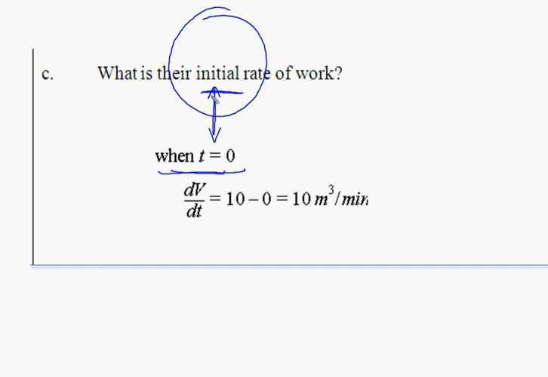What's their initial rate of work? Now we've got to pick out pieces of language. Initial means t is equal to 0. So when we're doing calculus in the physical world, initial means t is equal to 0. We've got to use that. So sub it in. t is equal to 0 just gives us 10 metres cubed per minute.